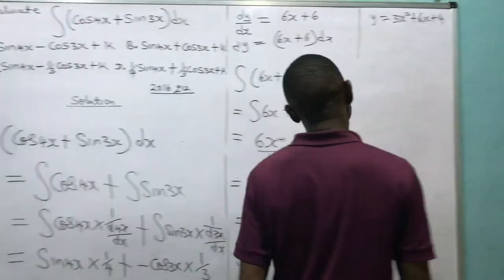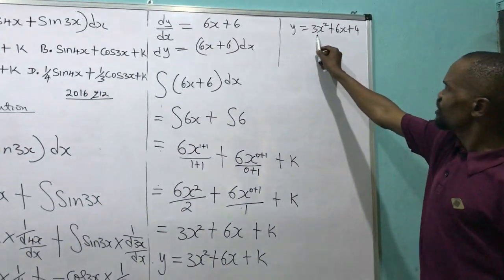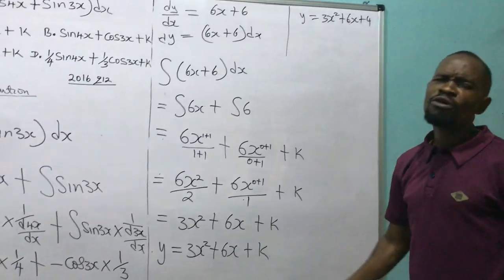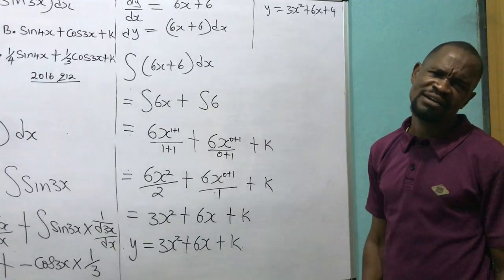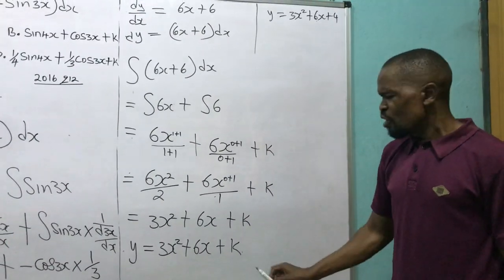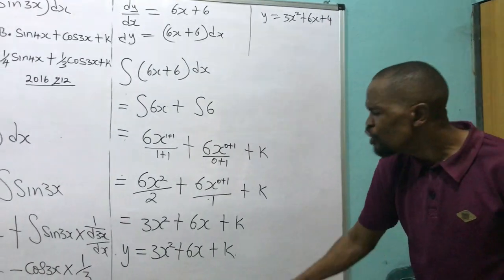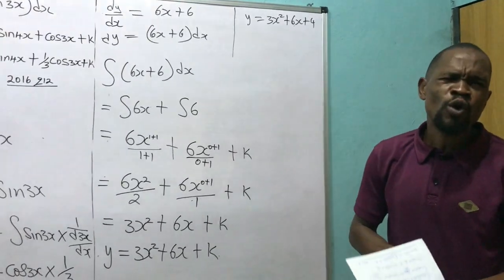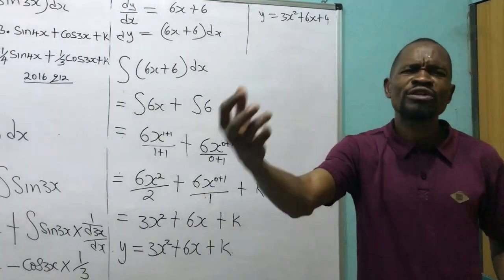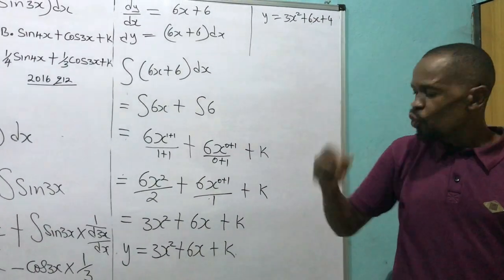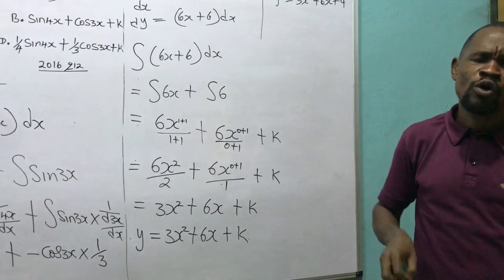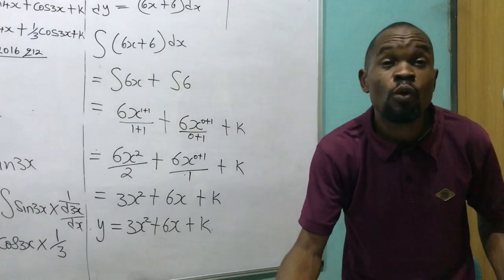Look at where we land ourselves. But look at what we differentiated. But where is the 4? The 4 couldn't come back. Are you getting what I'm saying now? Because 4 couldn't come back, we use this K to represent the grave, because you couldn't resurrect 4 back. So we use K to represent the grave of those ones which we cannot resurrect.